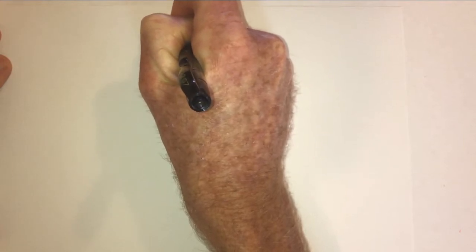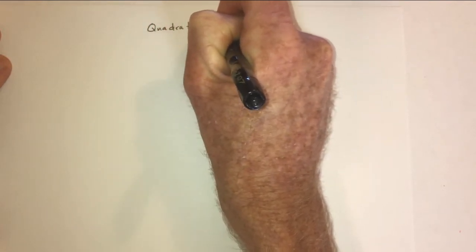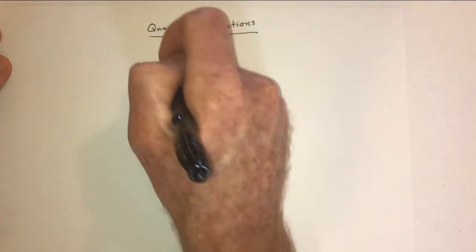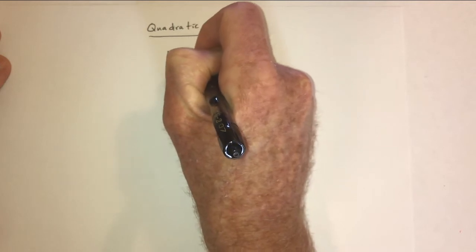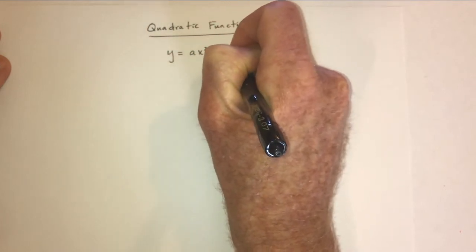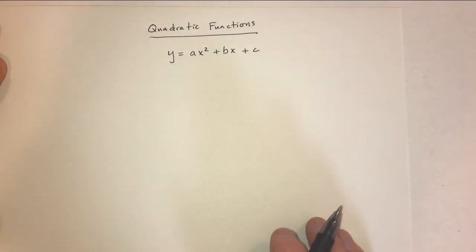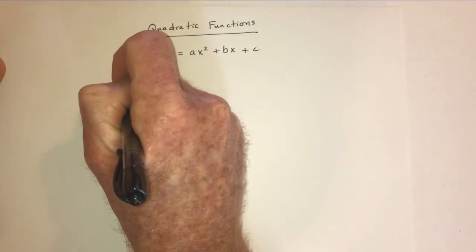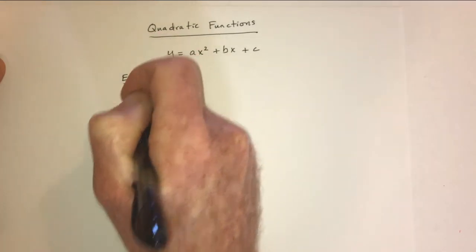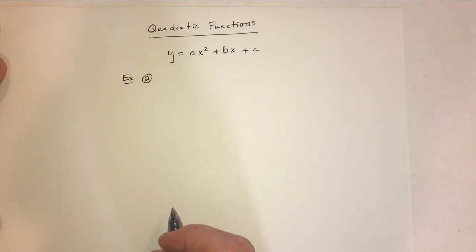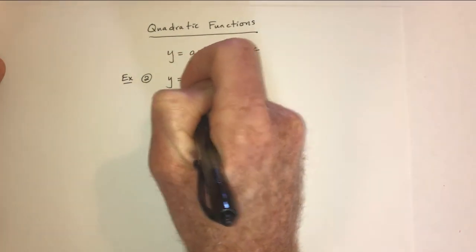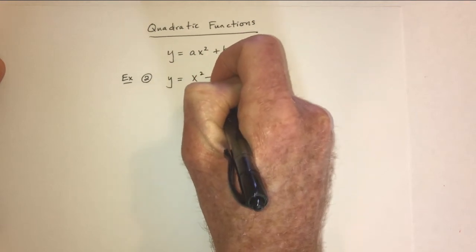Then, what if it's not a line? Like, what if it's quadratic functions? Quadratic functions have an x squared. They could also have some other number times x, and it could even have plus another number at the end. So, for example, number 2. How about y equals x squared minus 4x?